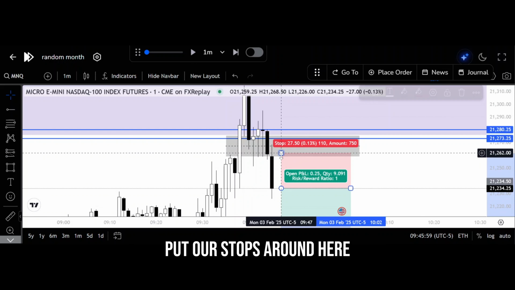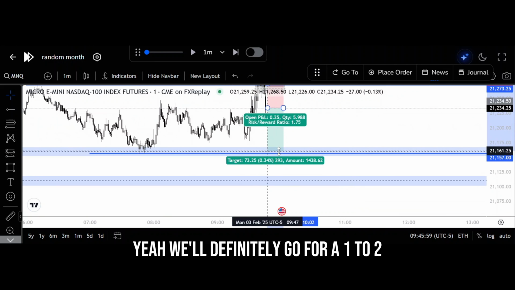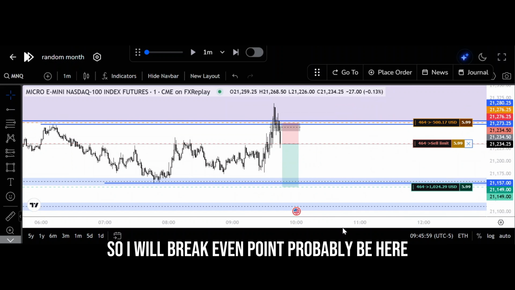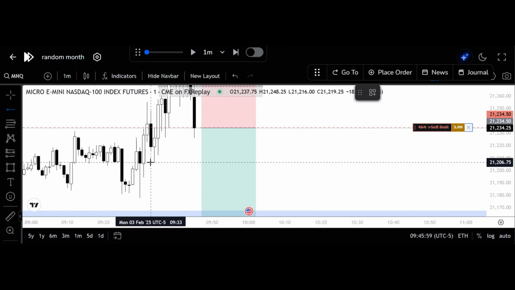We'll give it a go. We'll put our stops around here. Yeah, we'll definitely go for 1 to 2. I don't like going for anything below 1 to 2s. So I would say the break even point would probably be here.